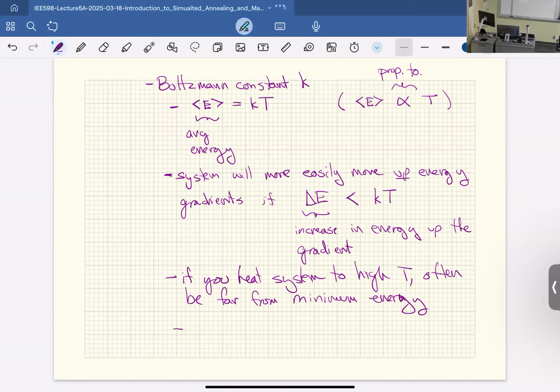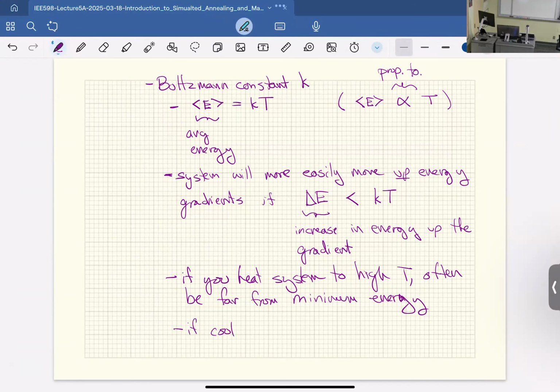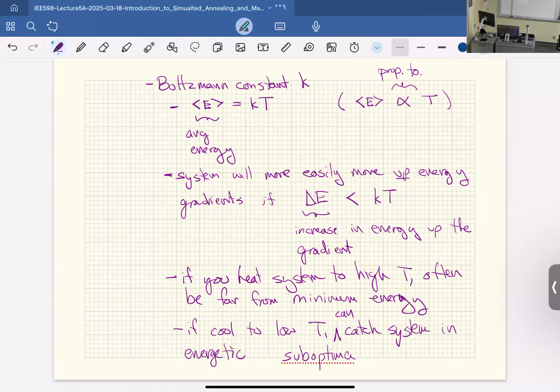And then likewise, if you cool to low T, you can catch the system in suboptima, in energetic suboptima.